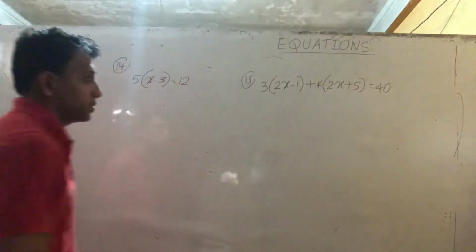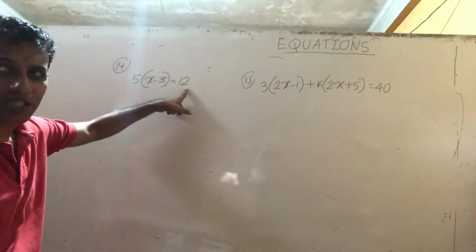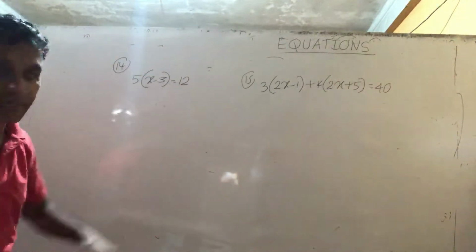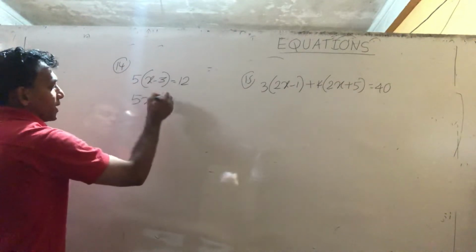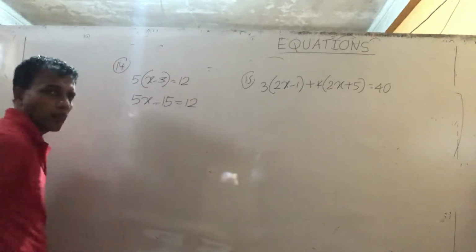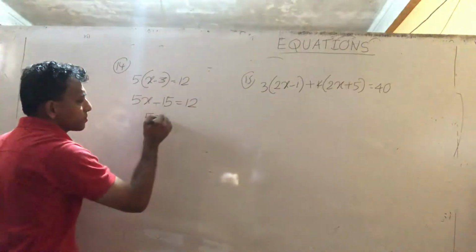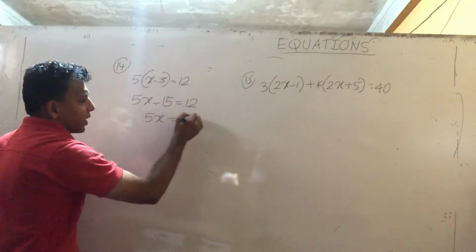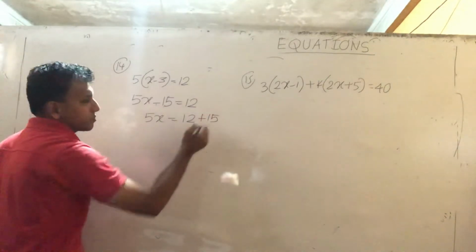So this here is difficult to divide by 5 is 12, better multiply the bracket. So 5x minus 15 is 12. Now take the minus 12 that side, 12, this other side plus 15.